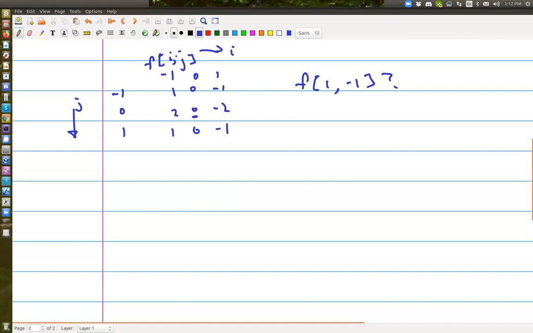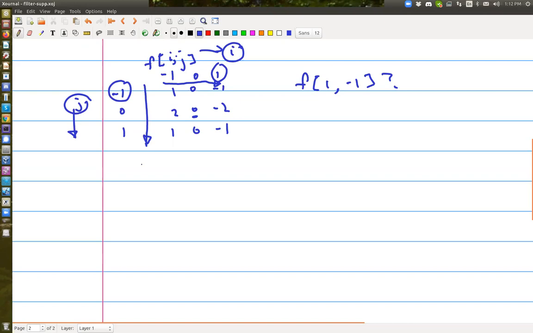Okay, be very careful with the index I'm showing. Are you sure? Like F1 minus 1. So the I index is here, the J index is here. This is the I index, that's the J index, right? So I is 1 and J is minus 1.